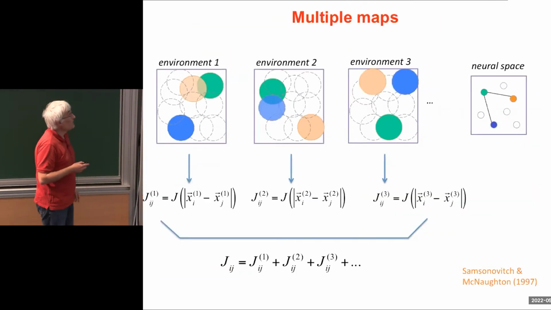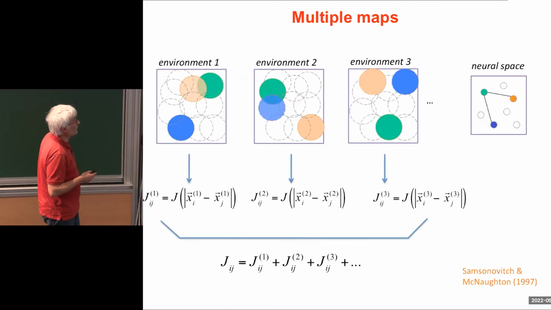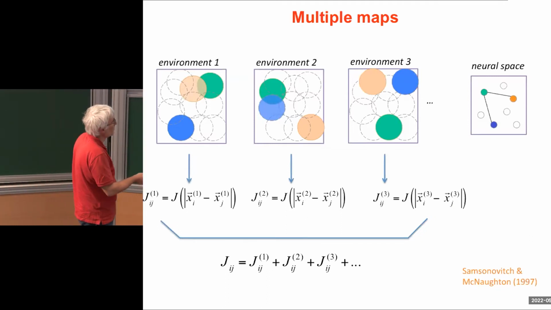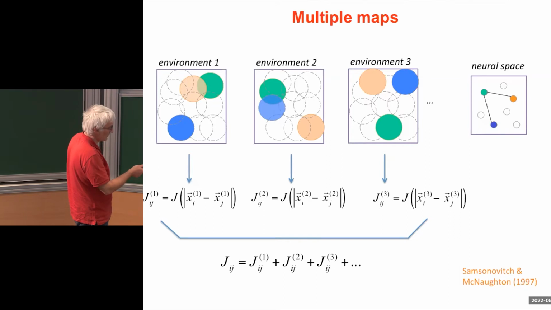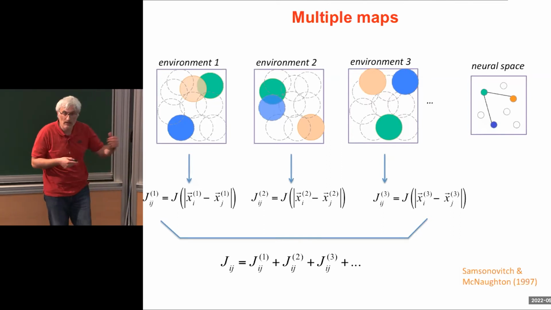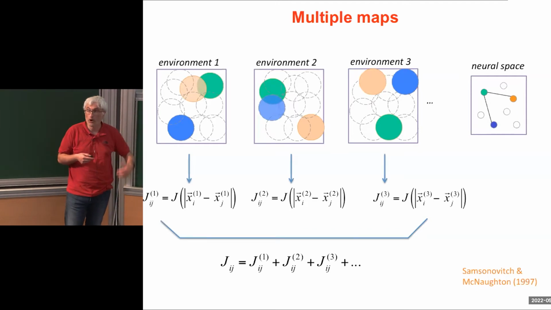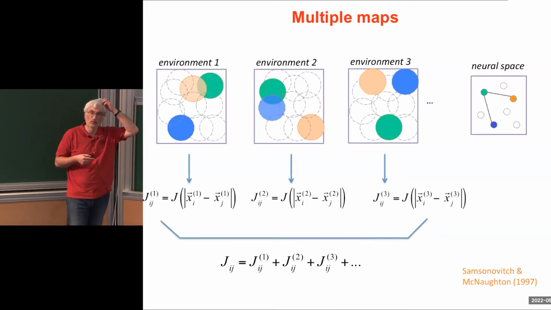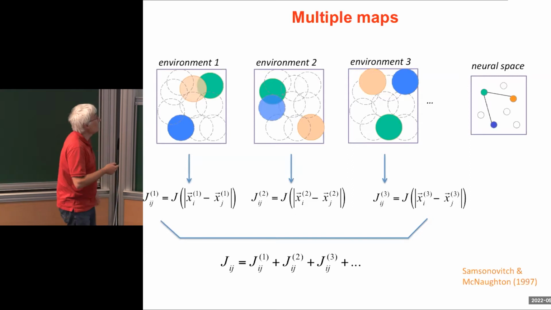So how can we embed more than one attractor? The first idea was proposed by Samsonovich and McNaughton in 1997. Their idea was directly inspired by the Hopfield model of statistical mechanics from the 80s. And the idea is the following.